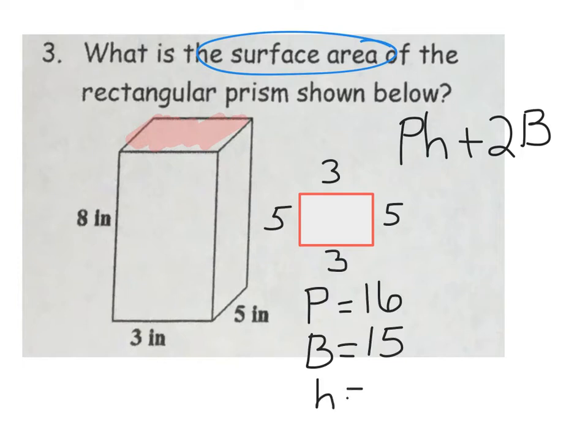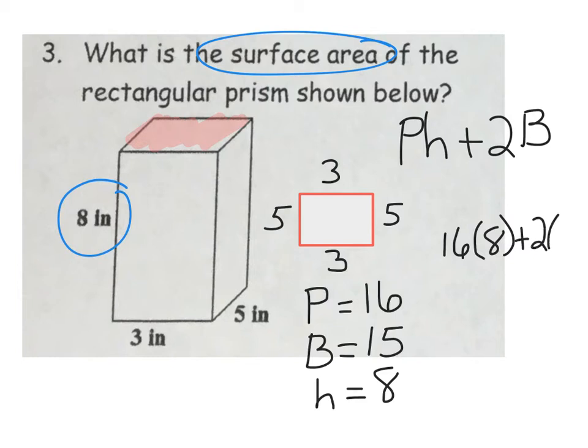And then the height of this prism is the distance between the two bases. So the top and the bottom, that distance between the two is 8. So now once I have those numbers, then I can fill in my formula. So we got 16 times the height, which is 8, plus 2 times the area of the base, which is 15. So do that, and you'll be able to get your answer.